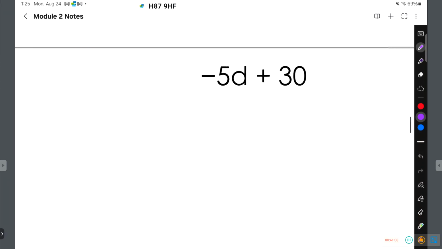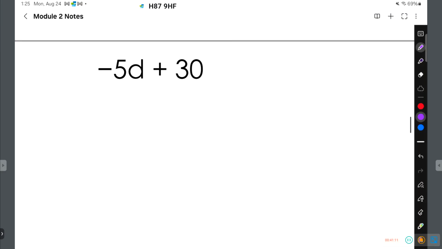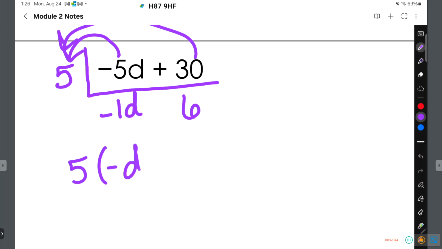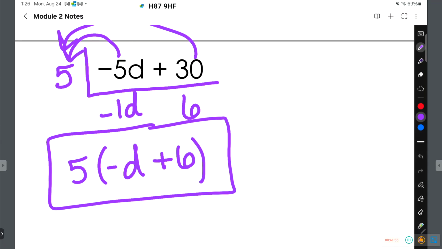Alright, last one, and then y'all may have some time to be able to work on your homework for tonight. Okay? What do 5 and 30 have in common? 5. 5 is as high as you can go. Alright, what's negative 5 divided by 5? Negative 1. And 30 divided by 5? 6. Good. So we rewrite it as 5 times negative 1d plus 6. Is that a D or a 1? That's a d. Negative d. Negative 1d. And that's it.